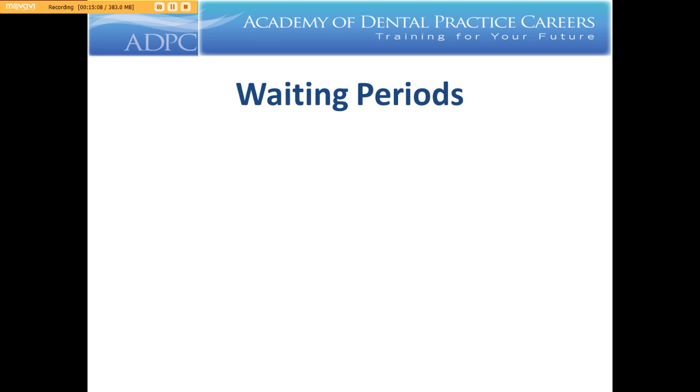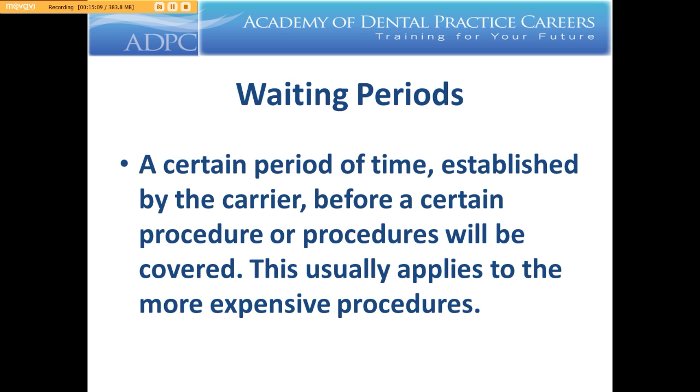Waiting periods. That is a certain period of time established by the insurance company before a certain procedure or procedures will be covered. And that usually applies to the major category, and that would be Crown and Bridge. And it is usually a 12-month waiting period.